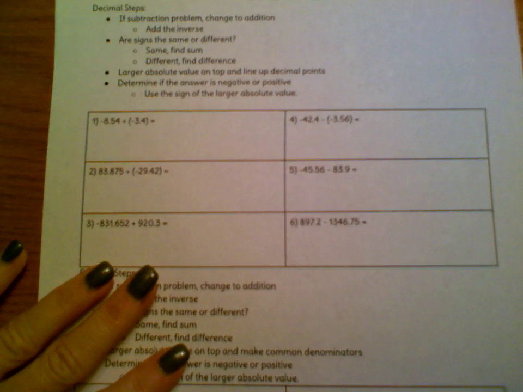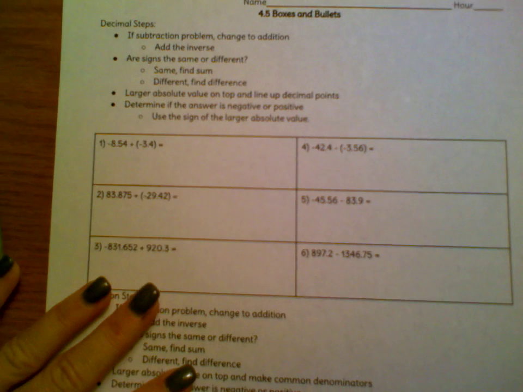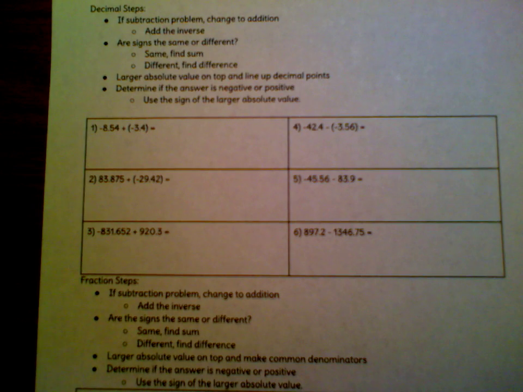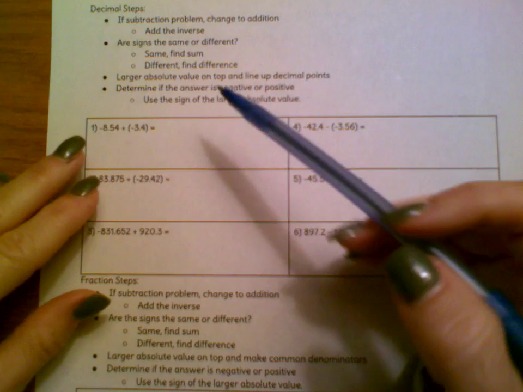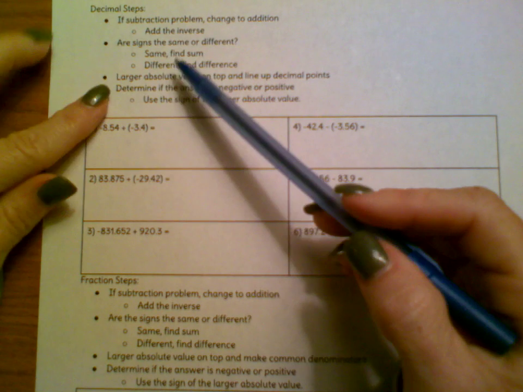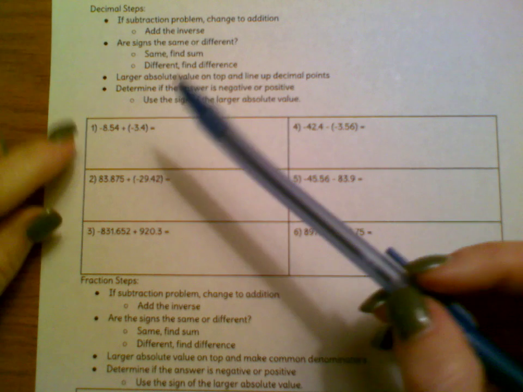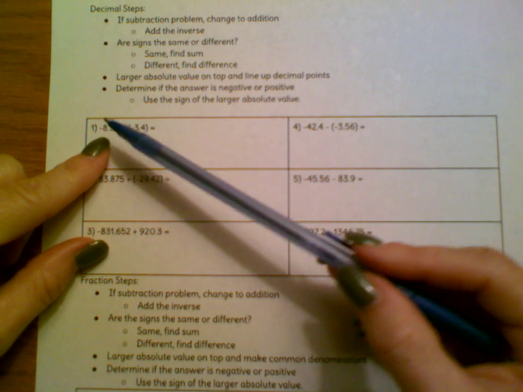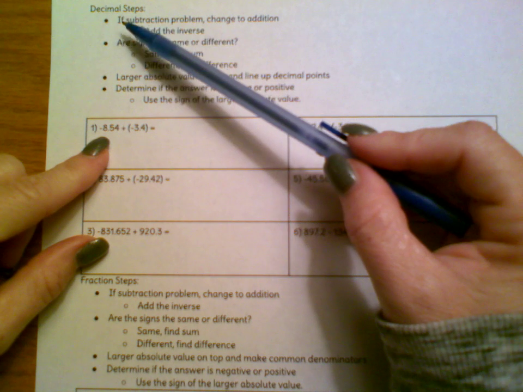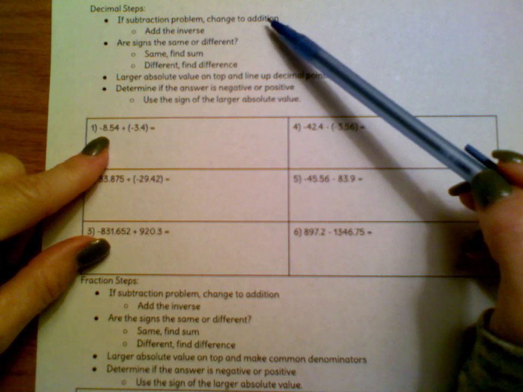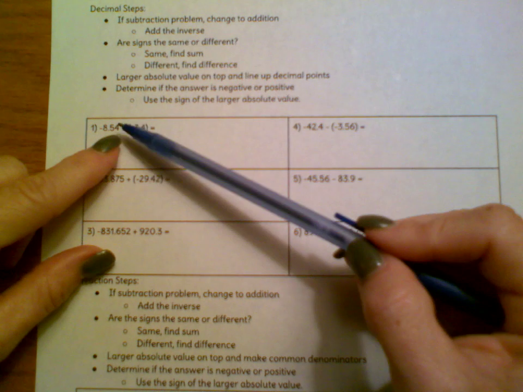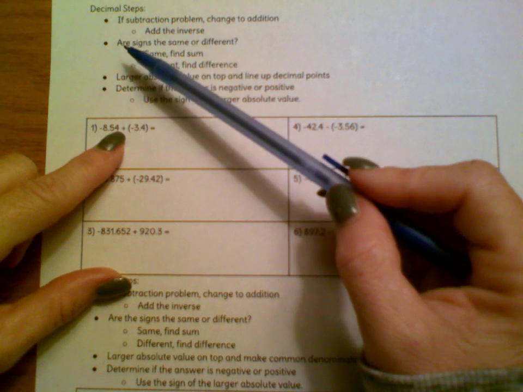Okay, so we're going to do boxes and bullets today. What I have here are some of the steps and things we need to consider when we're solving. I'm going to look at each problem and walk through. Now I'm using decimals, and I'm going to have fractions. The first thing is if I have a subtraction problem, we're going to change it to an addition problem by adding the inverse. Well, this is not subtraction, so I can skip that.